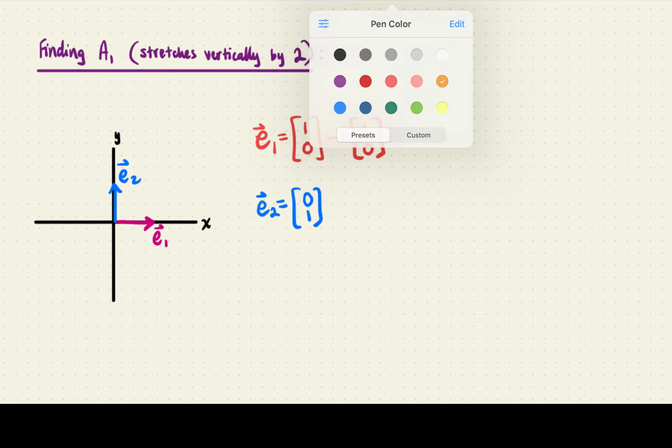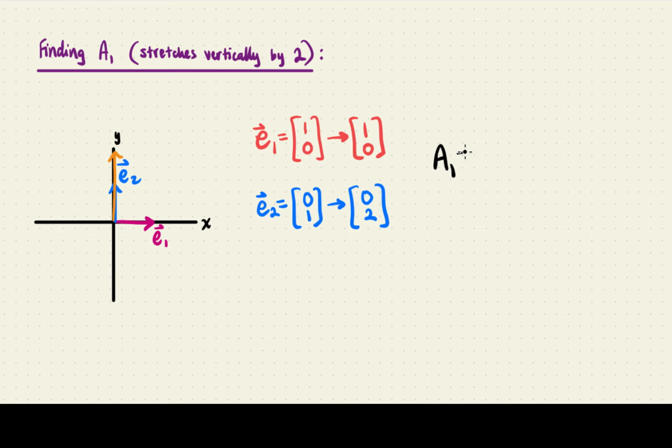So A1, my first transformation matrix, is going to be a 2 by 2 matrix where the first column is where E1 ends up. We just saw that that ends up at 1, 0. It doesn't go anywhere. And the second column is where E2 ends up. And we just found out that E2 ends up at 0, 2. So this is our vertical stretch by a factor of 2.